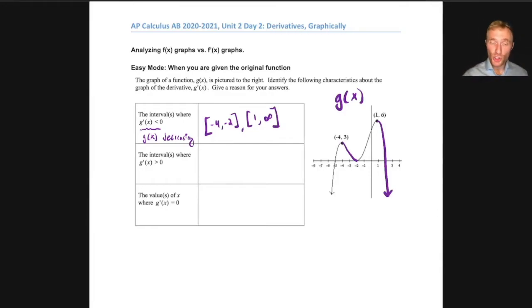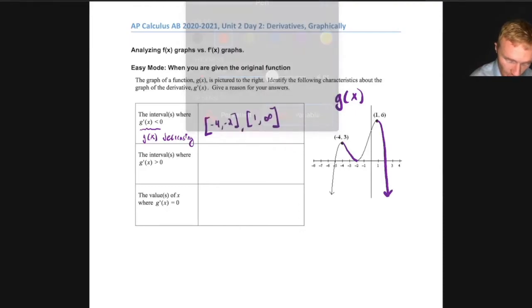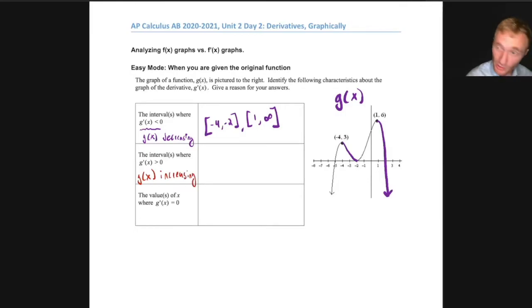Where are the intervals where g prime is greater than 0? If g prime is greater than 0, g of x is increasing. If the derivative is above 0, the tangent line slopes are above 0, my function is increasing. So that's from negative infinity, I mean left, not down, from negative infinity to -4.